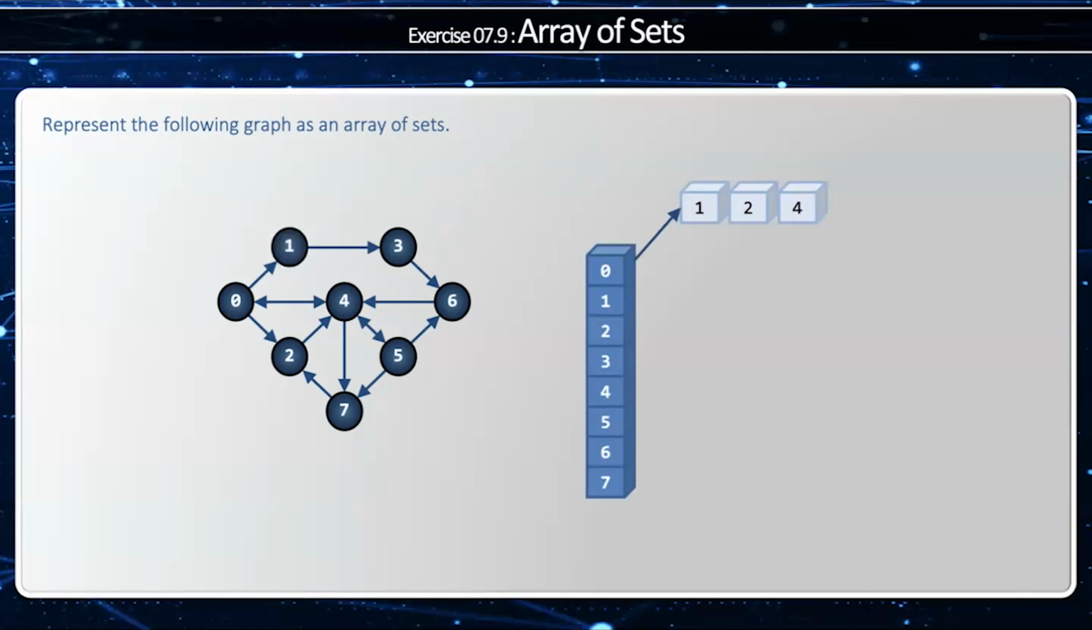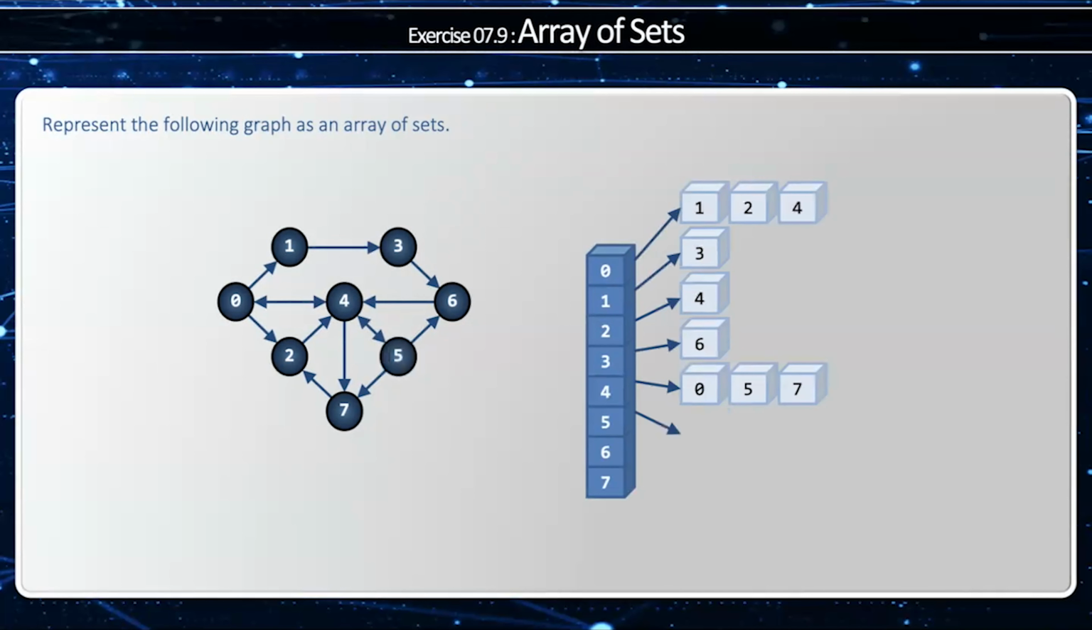Then I want to find all the edges corresponding to vertex 1. And so 1 goes to 2 and 3, and that's it. Then I'm going to look at vertex 2, and 2 goes only to 4. Then I'm going to look at 3, and 3 only goes to 6. Then look at 4, and 4 goes to 0, then 4 goes to 5, then 4 goes to 7.